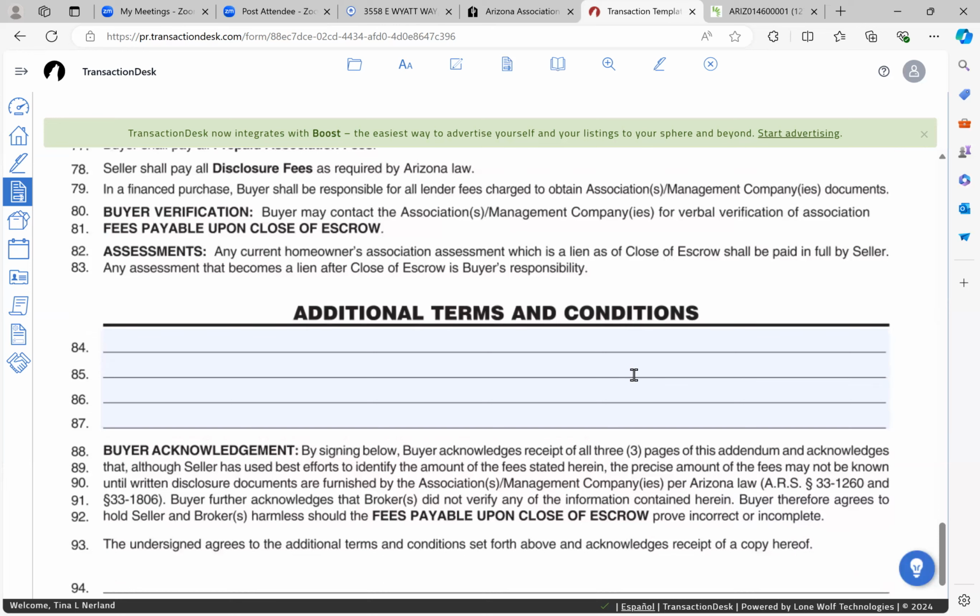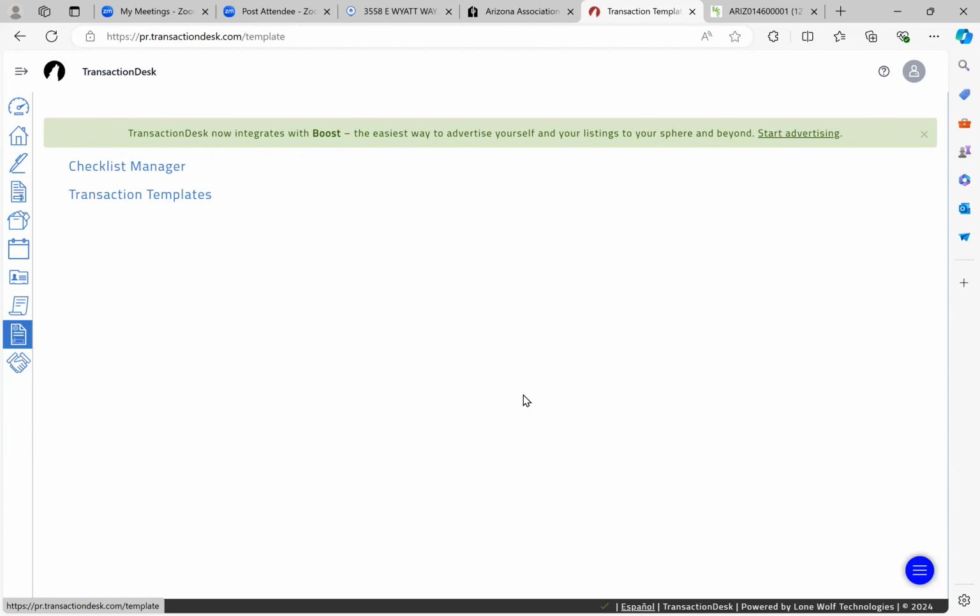Any questions about the HOA addendum? Perfect. Okay. Let's move on to seller disclosures.